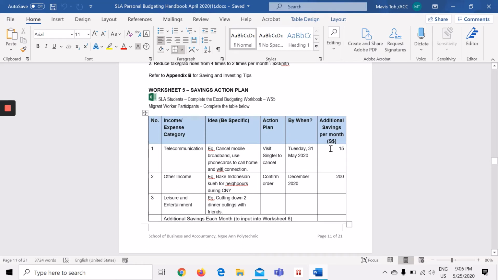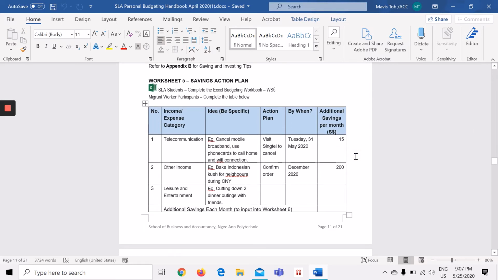And then for the last column, it states the additional savings per month. So this states, what if you have cancelled the mobile broadband? How much more can you save from it? How much can you cut from your expenses? Then I'll move on to another example to let you understand even better.